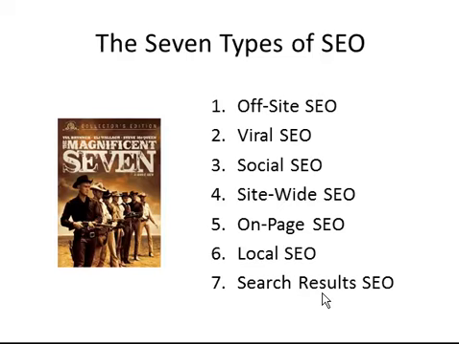This refers to things you can do to improve the way your site appears within the search results. The other types of SEO focus on changing where you appear within the search results. This type changes what the search result listing for your site looks like.